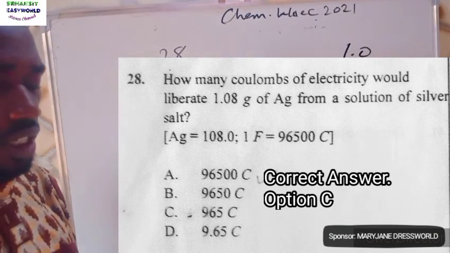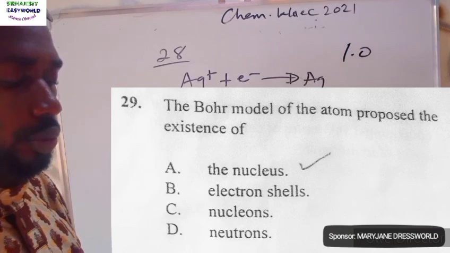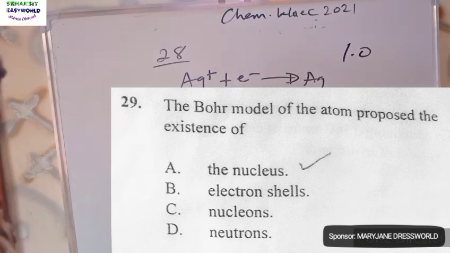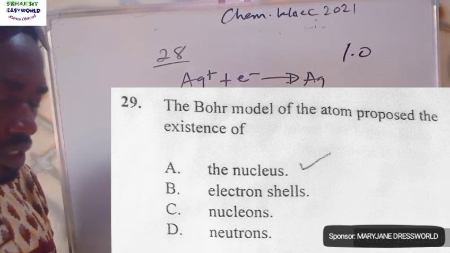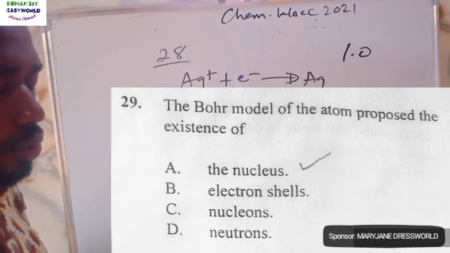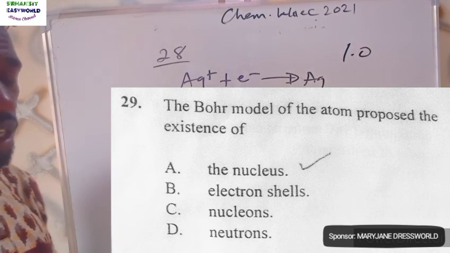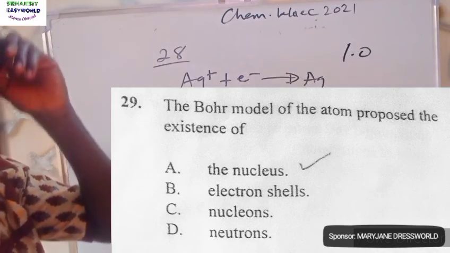Question 29 says the Bohr model of the atom proposed the existence of A, the nucleus. No, it is the Rutherford model. It was Rutherford that discovered the nucleus through the experiment of his 2 students, Geiger and Marsden.